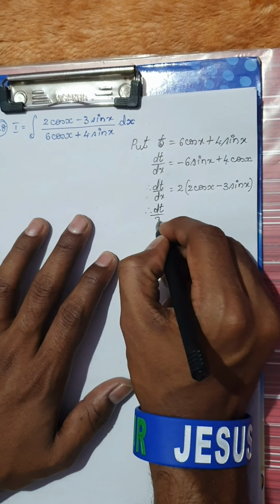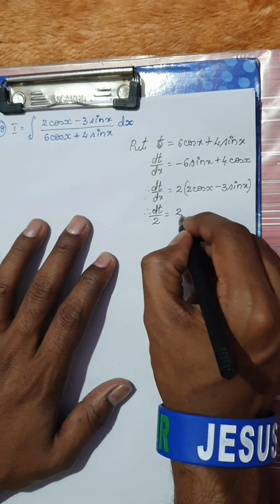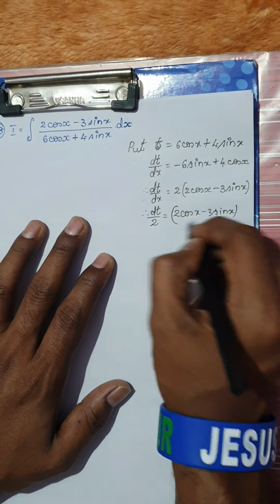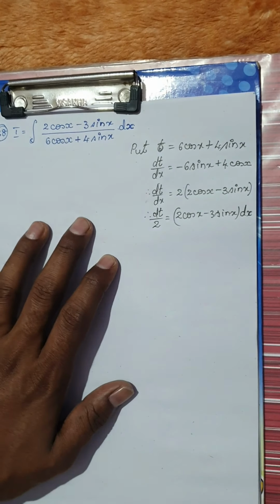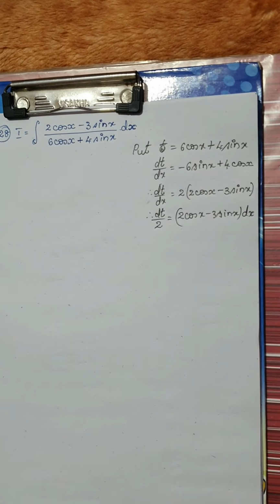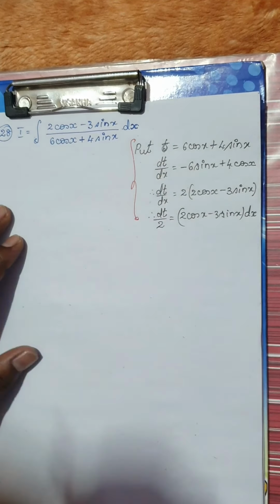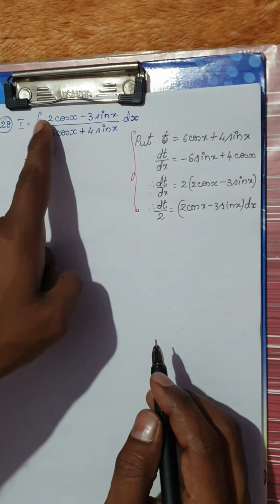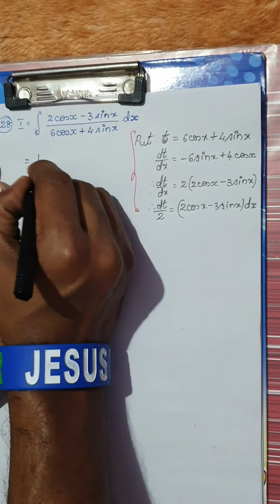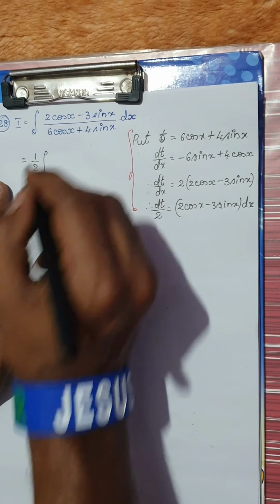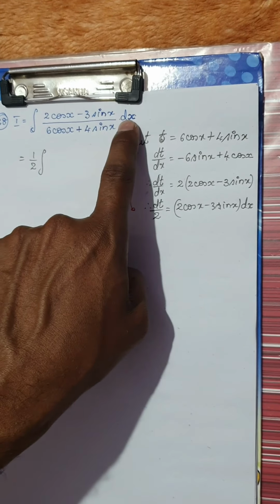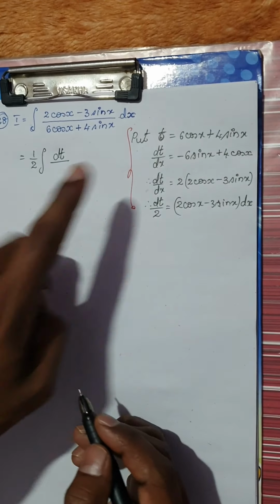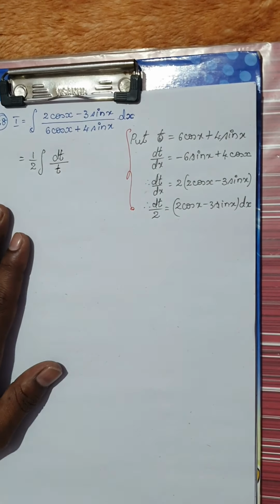Therefore dt by 2 would be 2 cos x minus 3 sin x, remember, into dx. So this is the substitution part. I am going to keep it aside and see what happens to the integral. So the integral becomes, remember, I have dt by 2, so I am going to keep 1 by 2 outside. Integral of, now 2 cos x minus 3 sin x dx, that is the numerator, becomes just dt divided by the denominator, which is simply t.